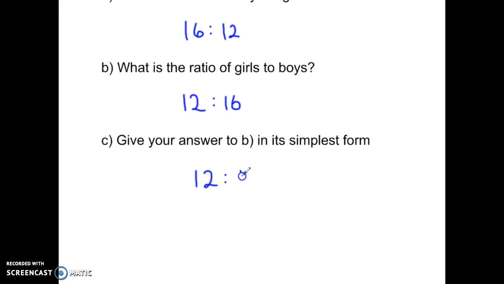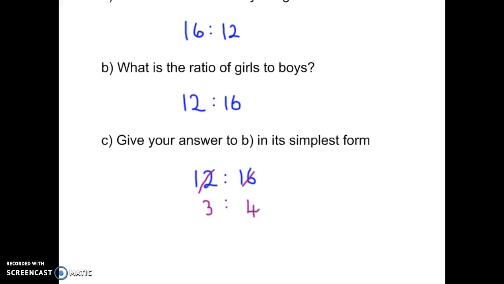Well, these two numbers are both in the 4 times table, so I know that I can divide them both by 4. So if I do that, that's going to give me 3. Divide 16 by 4, that's going to give me 4. So that is how you simplify a ratio. You divide left and right by the same thing until you can't go any further.